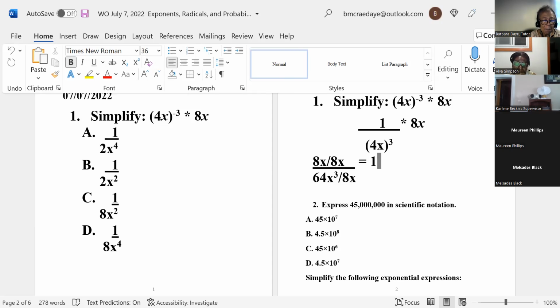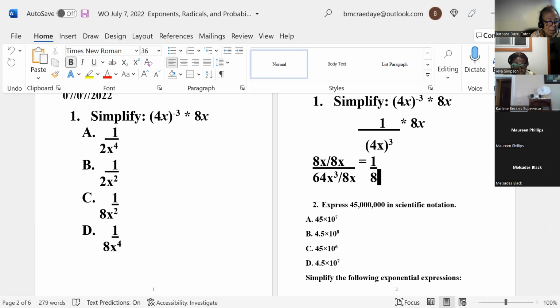All right. Mercedes, what's 64x to the third divided by 8x? That's 8. Hold on. Let's take them one at a time. 8 and the 64 goes how many times? 8 times. Very good. So that would be 8. Now let's take our x's. The x term. x to the third divided by x gives you what?